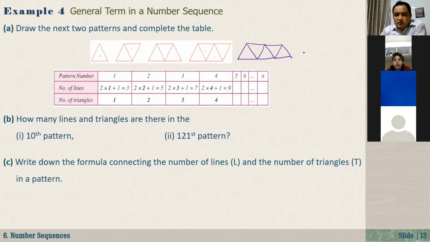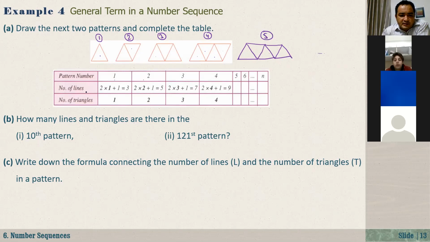And another one, I can continue. I can draw another one. Here we have 6 triangles. Pattern number: the first pattern, second pattern, third pattern. That is the first one. This is the second one. And this is the third one. And this is the fourth one, fifth one.